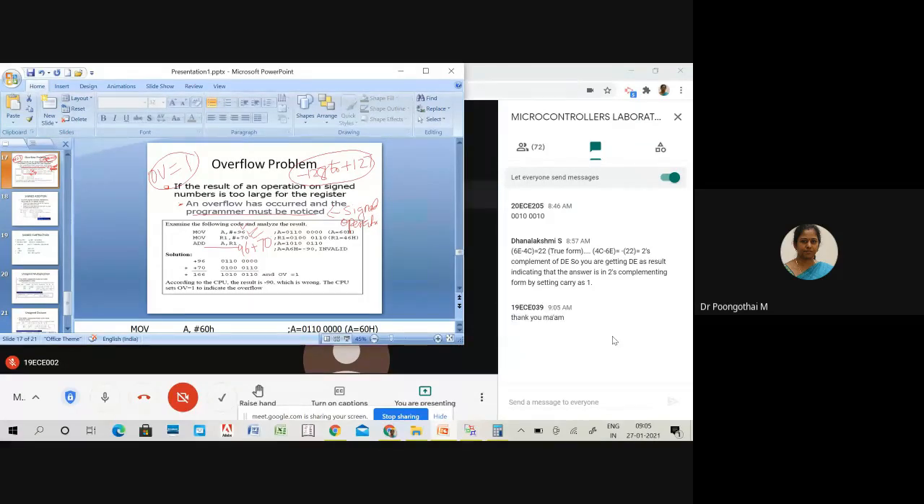So when is the overflow flag set? When there is a carry from D6 to D7. What are the two rules? One rule is if there is a carry from D6 to D7 and no carry out from D7. Otherwise, if there is no carry from D6 to D7 and there is a carry out from D7. These are the rules involved in the overflow flag.